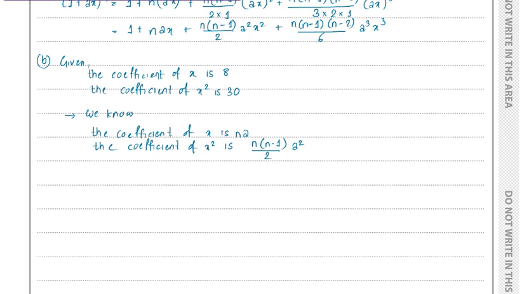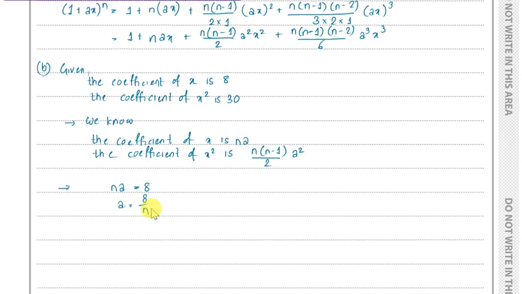So we can equate this. We can equate the given and what we know. So from there, we can say that na is equal to 8. When we use the coefficient of x, we have been given that the coefficient of x is 8, and we know from part A that the coefficient of x is na. We can equate this in this way. So we can say that a is equal to 8 by n.